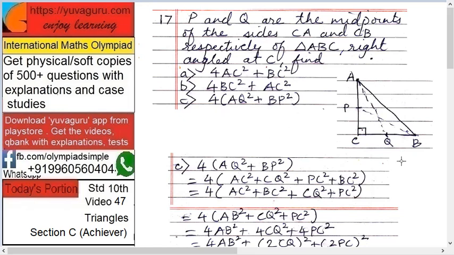Next, 4 into AQ square plus BP square. Okay, let's take AQ and BP. So 4 into AQ square plus BP square equals to, what is AQ square? AC square plus CQ square. What is BP square? PC square plus BC square, right? Pythagoras. Therefore AC square plus BC square, rearrange them: AC square plus BC square and CQ square plus PC square. So AC square plus BC square is what? AB square, and CQ square plus PC square as it is now.